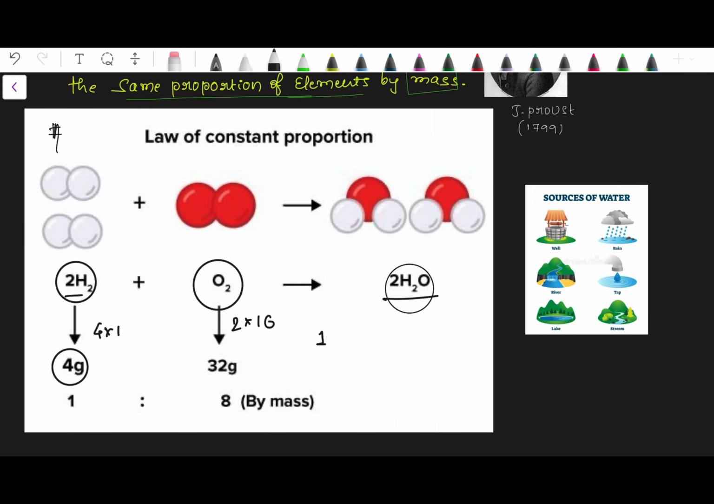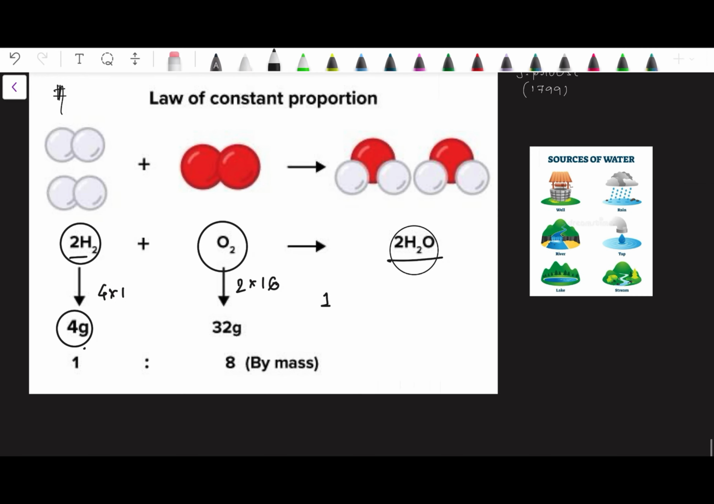So we got 32. Whenever we are taking an element, we have to consider its mass. We got the ratio 4 and 32. Always keep in mind they are fixed in water. Therefore, 4 ratio 32. If I simplify it, how much will I get? 4 ones are 4, 4 eights are 32. So always keep in mind that water is formed by hydrogen and oxygen combining in the ratio of 1 to 8 by mass. This is what we call the law of definite proportion.